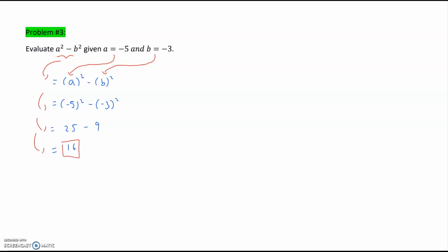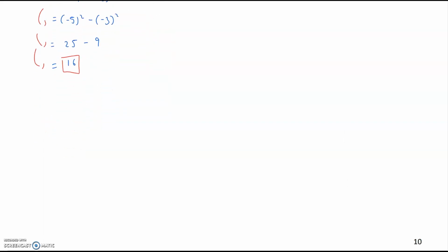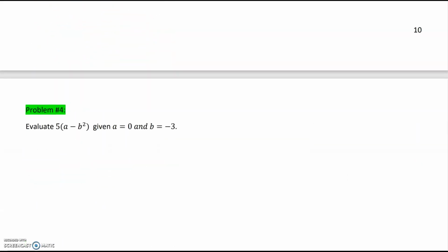And that's it for this one. Once again, we just have to double check what's the given expression that they want us to evaluate. Let's move on to problem 4.